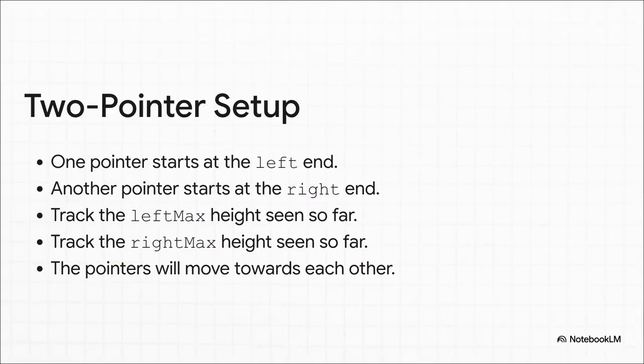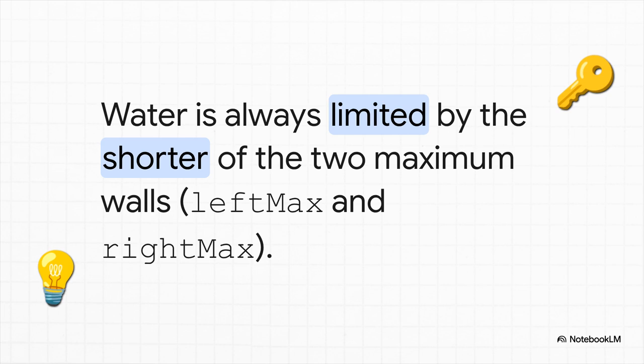You put one pointer at the very start of the array and another one at the very end. We'll also keep two little variables to remember the tallest wall we've seen from the left so far and the tallest from the right. Then these two pointers just start walking towards each other. And this right here, this is the golden ticket, the key insight that makes the whole thing click.